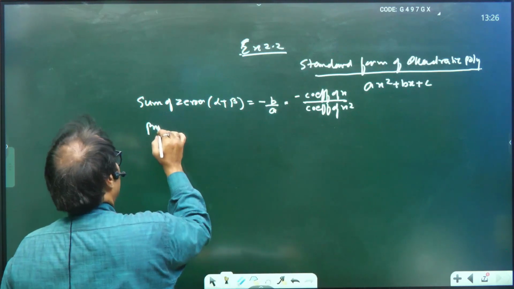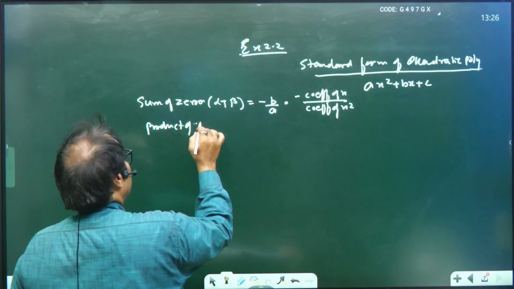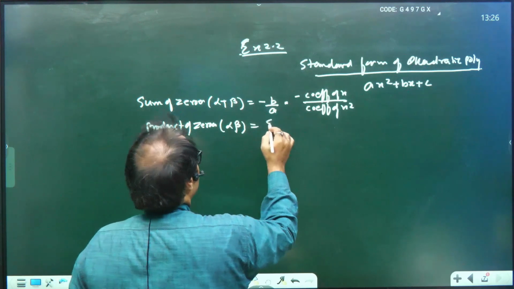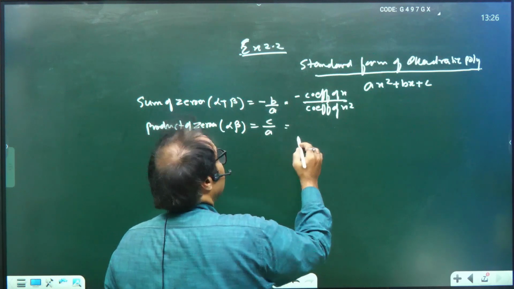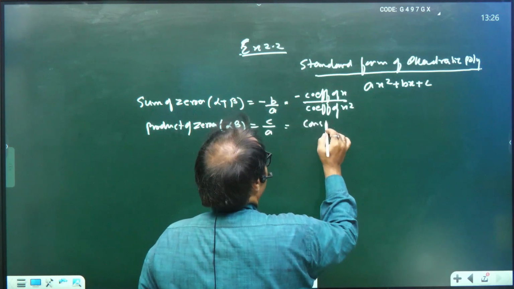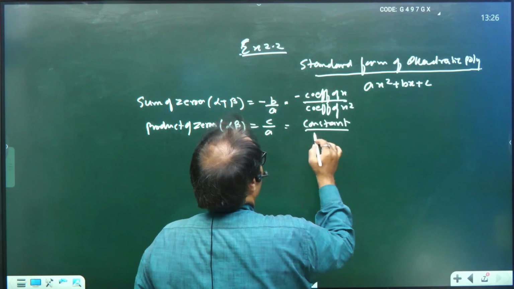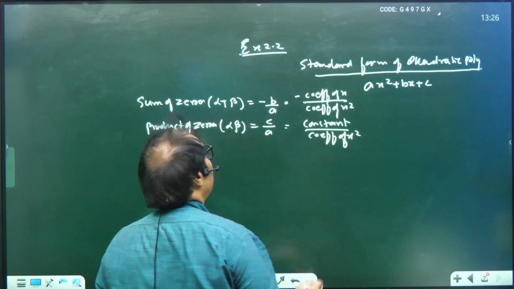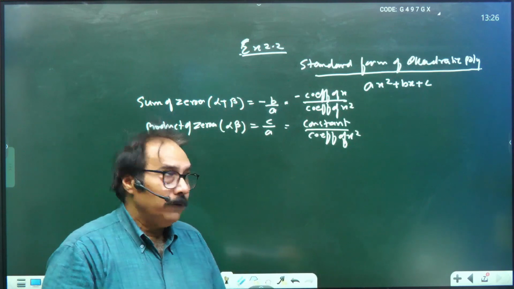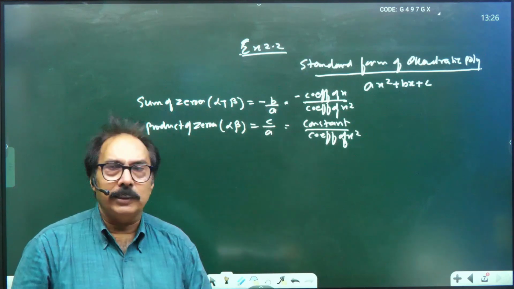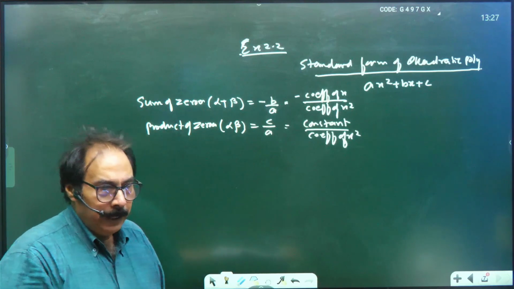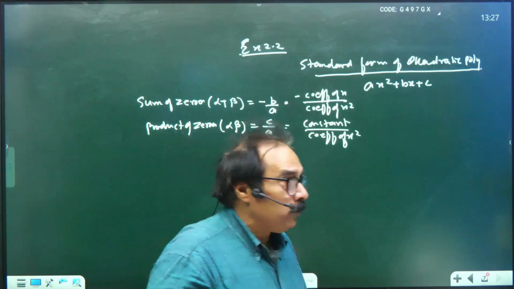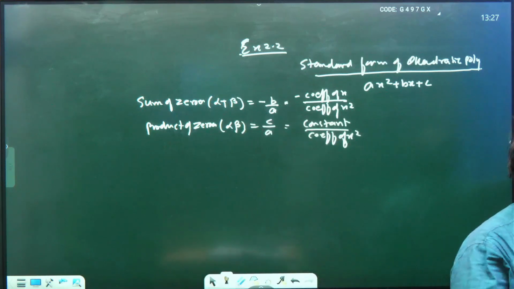And product of zeros, that is alpha beta, and this is equals to c by a. So what is c? C is the constant term, right? C is the constant term and a is the coefficient of x square. So after getting the value of zeros, we will verify with this relationship, right?